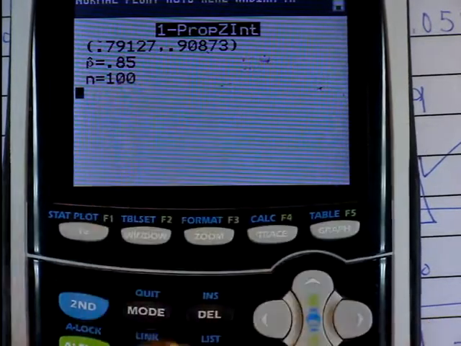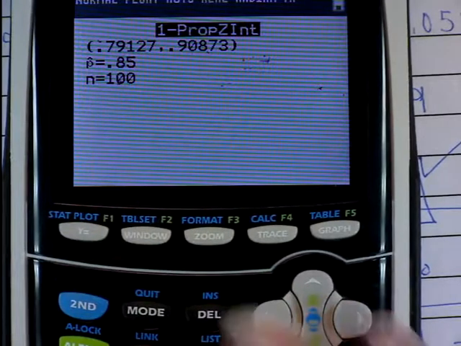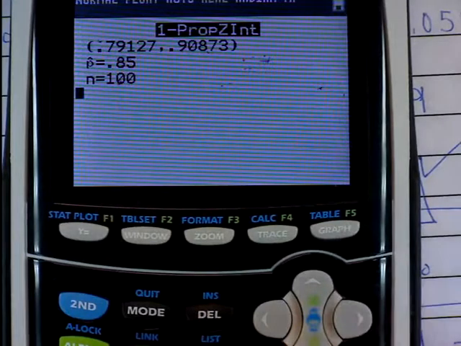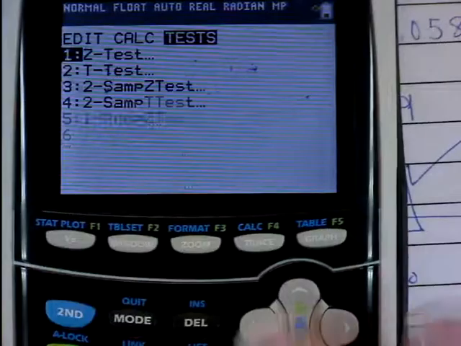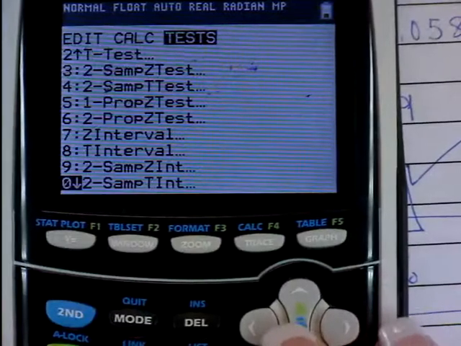0.791 to 0.909 would be your final answer for that. Again, that's the same as by hand. So stat, test, and all the way down to alpha A.